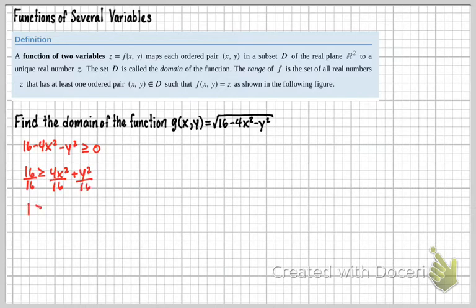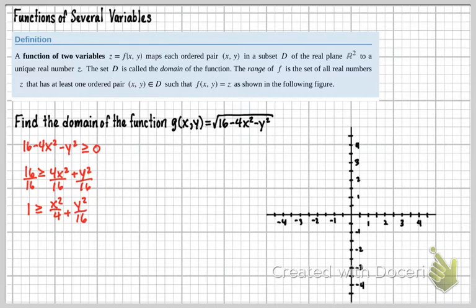That's going to give me 1 greater than or equal to x squared over 4 plus y squared over 16. So there's my ellipse, and I could actually draw that ellipse out, and I will. I want you to see what this looks like.